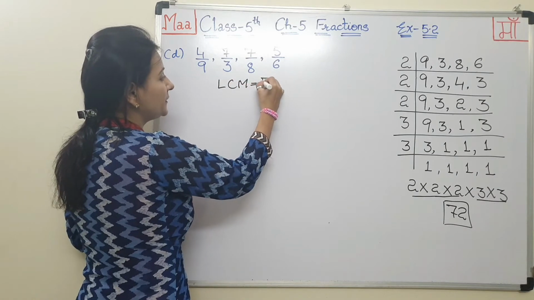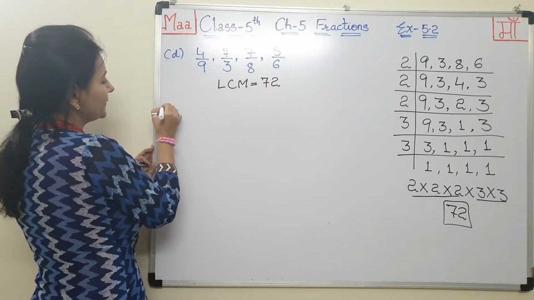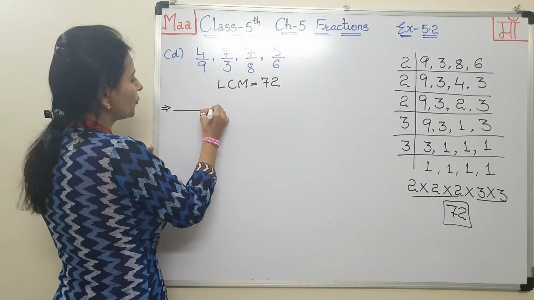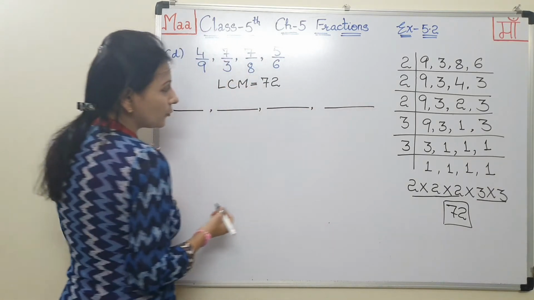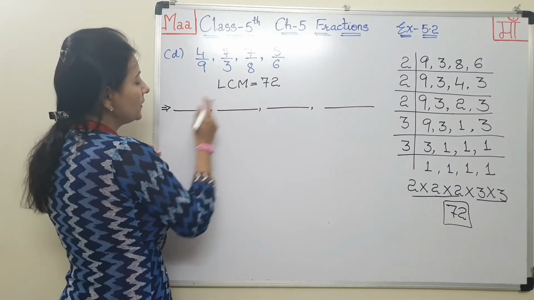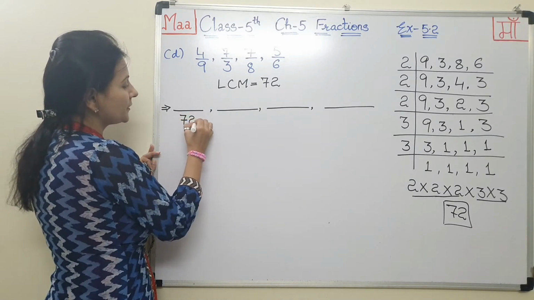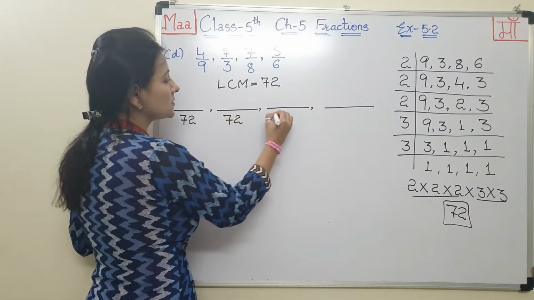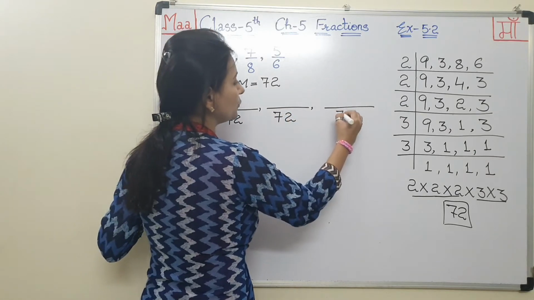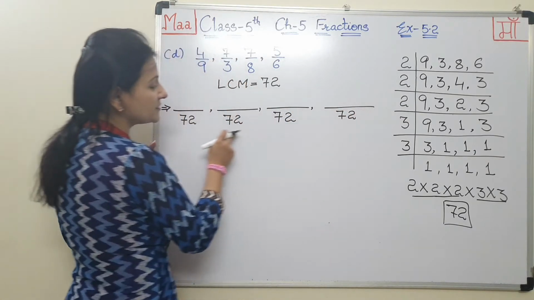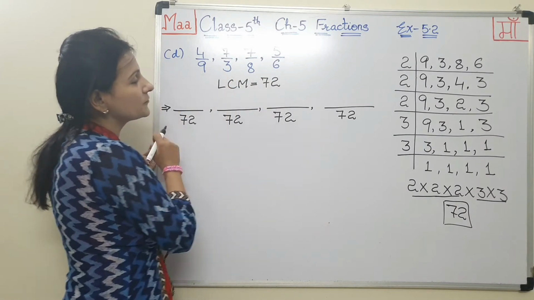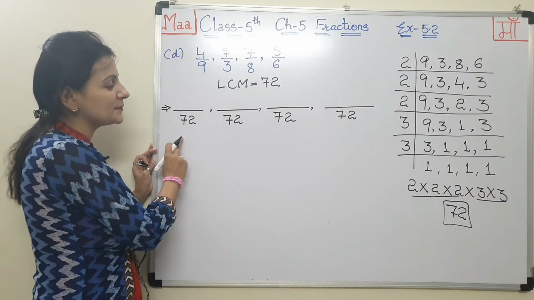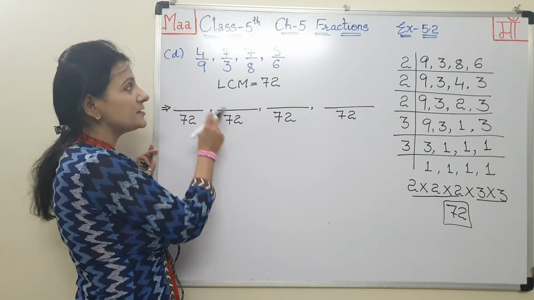So here we will write the LCM as 72, and then as I told you we have to draw the 4 horizontal lines. So here I have drawn the 4 horizontal lines. Now in the denominator of these horizontal lines I will mention this LCM 72. So here I have mentioned 72 everywhere.